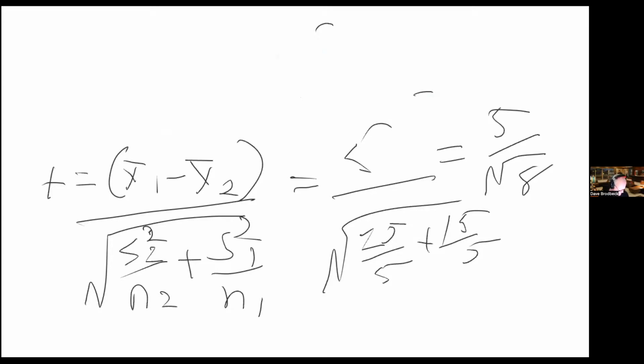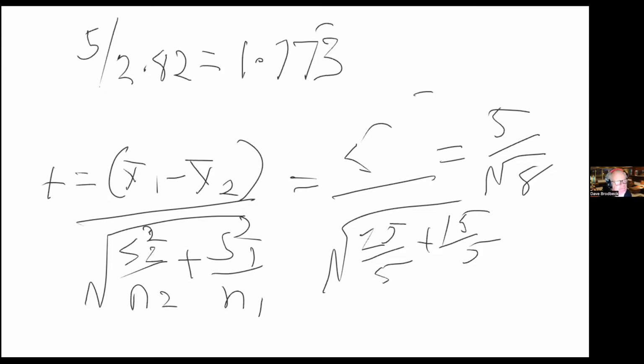So we've got now 5 over 2.82. Let's ask the magic thing again. Alexa, what's 5 divided by 2.82? 5 divided by 2.82 is approximately 1.773. 1.773, very good. So the obtained value we have for our t-test is 1.773.